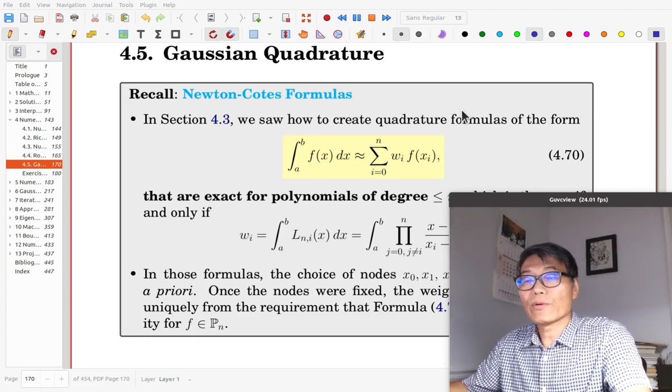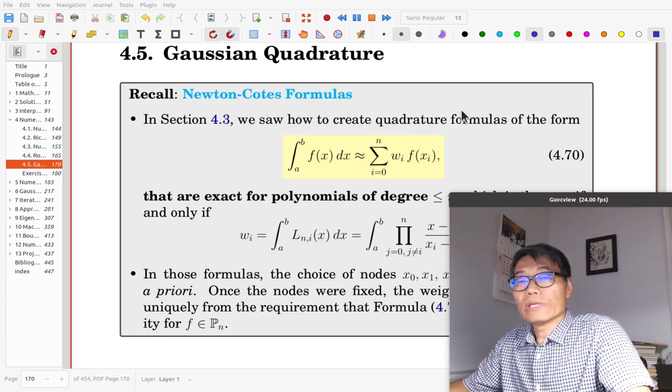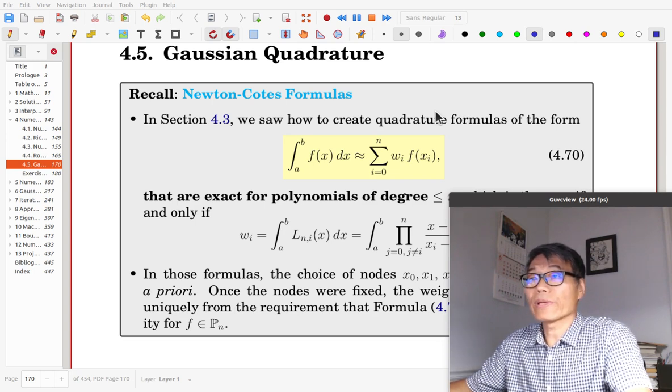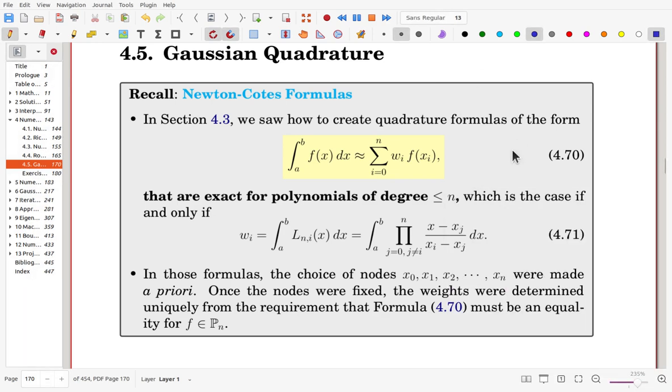It is section 4.5, Gaussian quadrature. We first recall Newton-Cotes formulas in section 4.3. There, we studied how to create quadrature formulas of this form. These formulas are exact for polynomials of degree n, and that is true if and only if the weights are chosen from the integral of Lagrange cardinal functions.